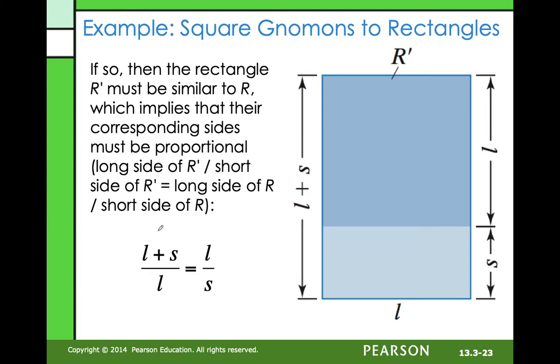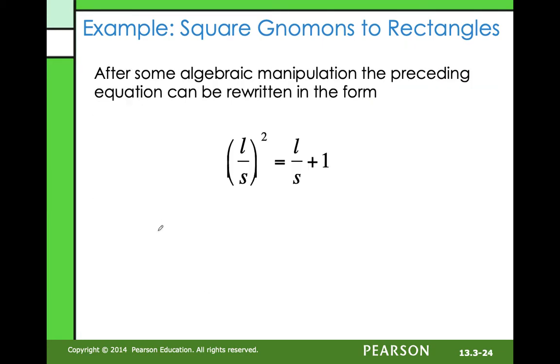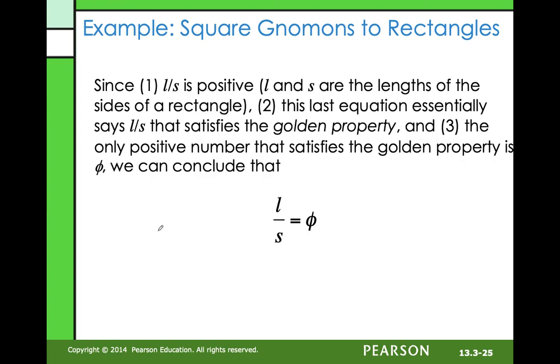So if so, then your rectangle R prime must be similar to R, which implies that their corresponding sides must be proportional. And so the long side of R prime over the short side of R prime is equal to the long side of R over the short side of R. After some algebraic manipulation, this equation can be written in the form of (L over S) squared is equal to L over S plus 1.